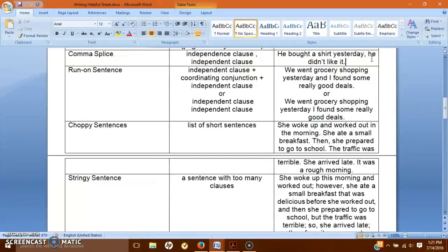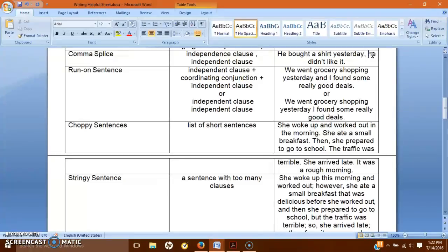What's the easiest fix? The easiest fix for me is just making them 2 separate sentences. He bought a shirt yesterday, period. He didn't like it, period. That's one of the easiest ways. Another way to fix it is to add a coordinating conjunction.